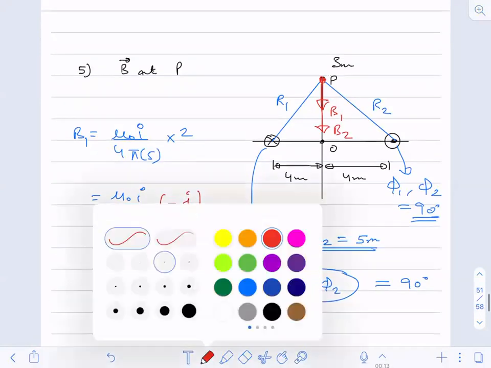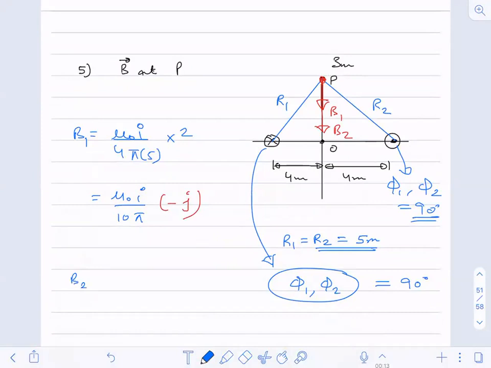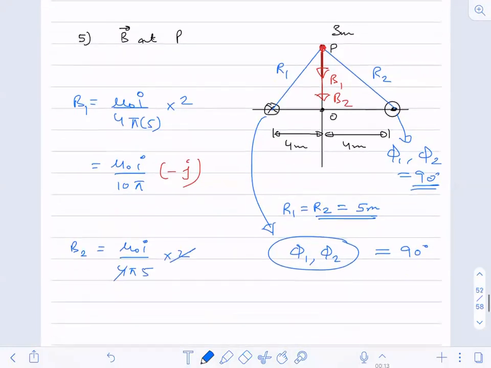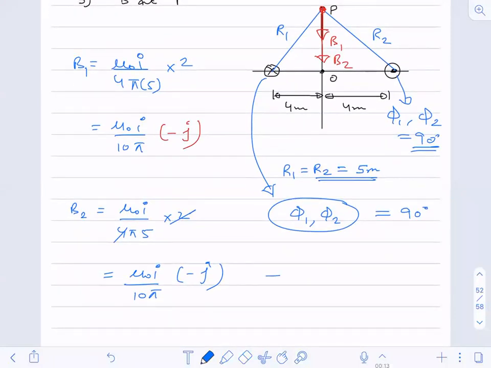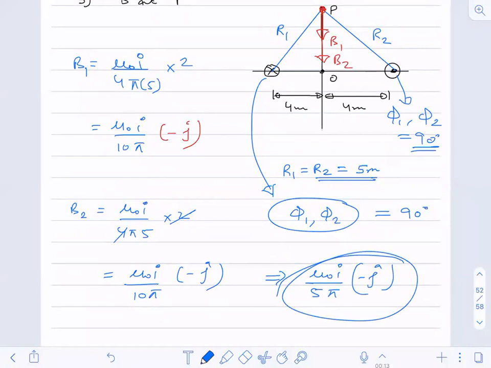So this is in minus J cap. If you calculate B2 also, it will be mu naught I by 4 pi into 5 into 2. So this and this get cancelled. You will have mu naught I by 10 pi, and it will also be in the minus J direction. Now you can simply add them. So net, you would get mu naught I by 5 pi, towards the minus J direction. So this is the value now.